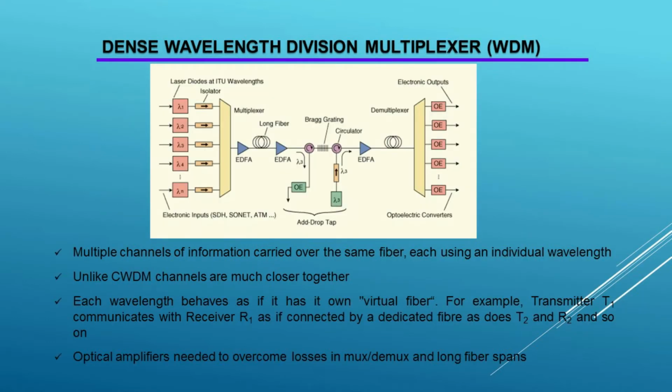Dense wavelength division multiplexer, WDM. Multiple channels of information carried over the same fiber, each using an individual wavelength. Unlike CWDM, channels are much closer together. Each wavelength behaves as if it has its own virtual fiber. For example, transmitter T1 communicates with receiver R1 as if connected by a dedicated fiber, as does T2 and R2, and so on. Optical amplifiers are needed to overcome losses in mux/demux and long fiber spans.